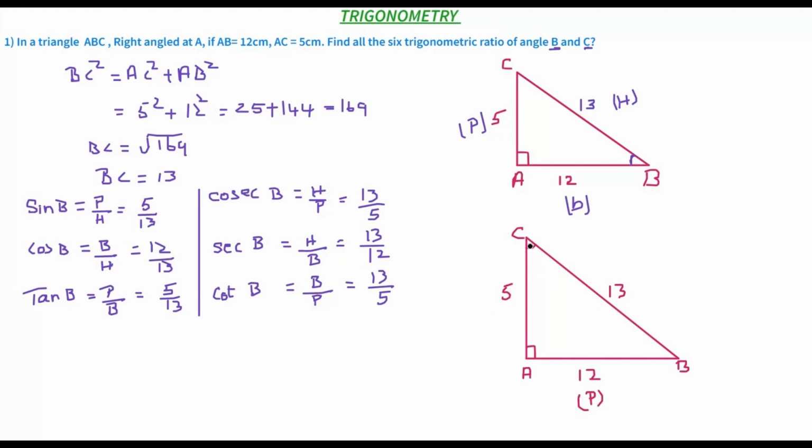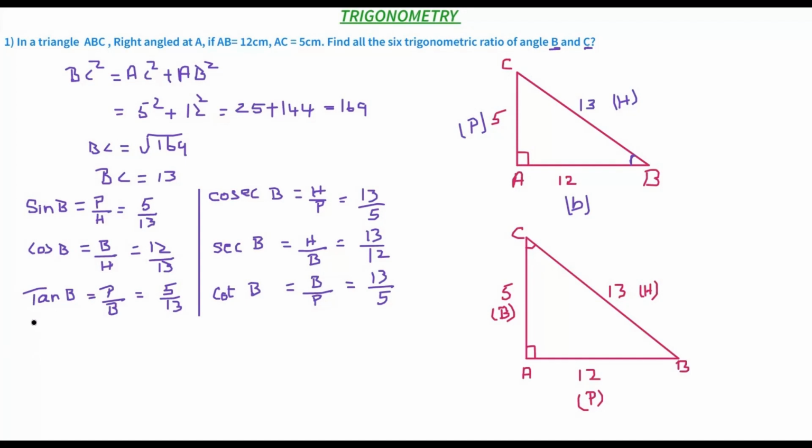And the alternate side, that is 5, is our base. And this is our hypotenuse. So when we have the reference angle C, there is a slight change in base and perpendicular. Here the perpendicular is 5, base is 12. Here the base is 5 and the perpendicular is 12. Since this is with the reference of angle C, and the hypotenuse will never change, it will remain the same.